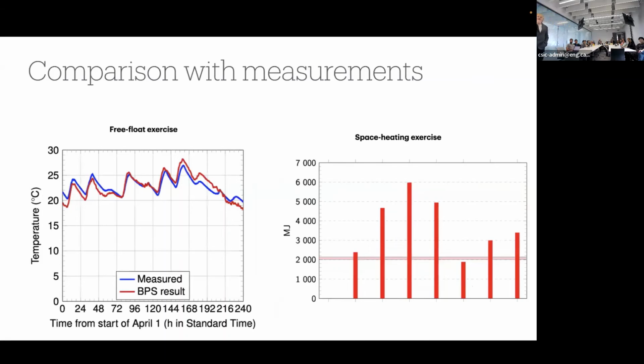There are different trial periods. Here's another period, a couple of weeks where the building is free floating, so there's no heating or cooling in the building. We're trying to predict the temperature distribution. Another trial is where we're trying to predict the space heating load. Each of these bars is a prediction of the space heating over a one week period.